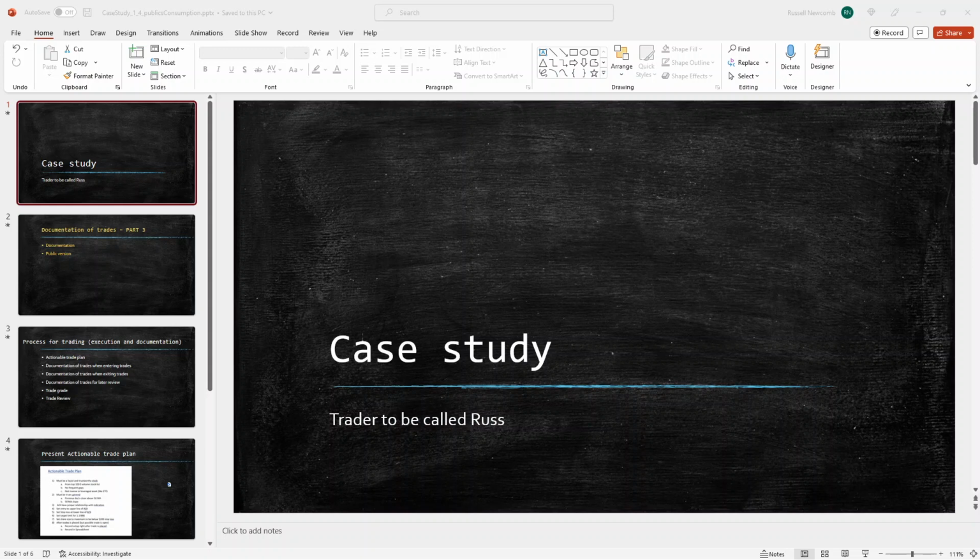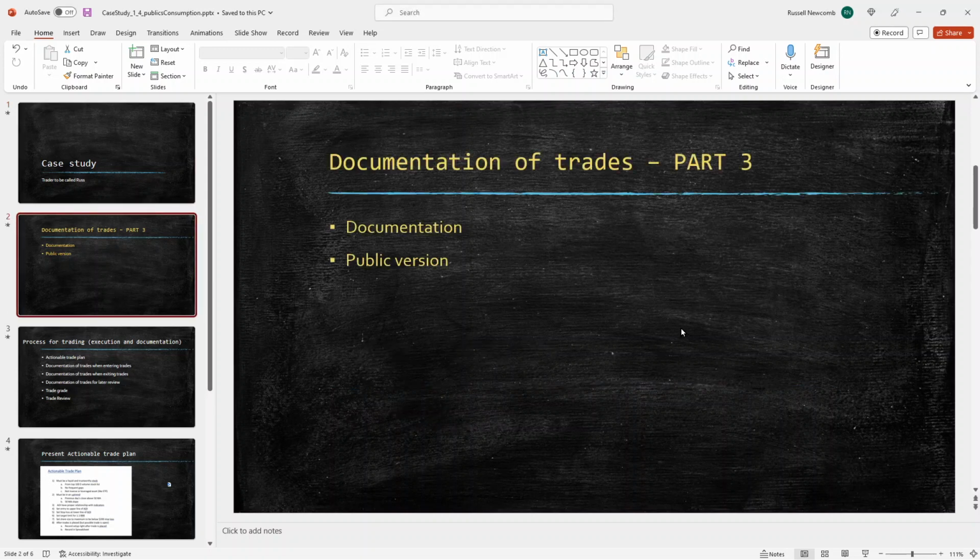Welcome to the case study of the trader, which we'll call Russ for the case of the study. This is part 3 of the series. Before the break, we had part 1, which went over the strategy of Russ in detail, as far as what indications were, what things he didn't do, so that you could replicate the trades if you wanted.